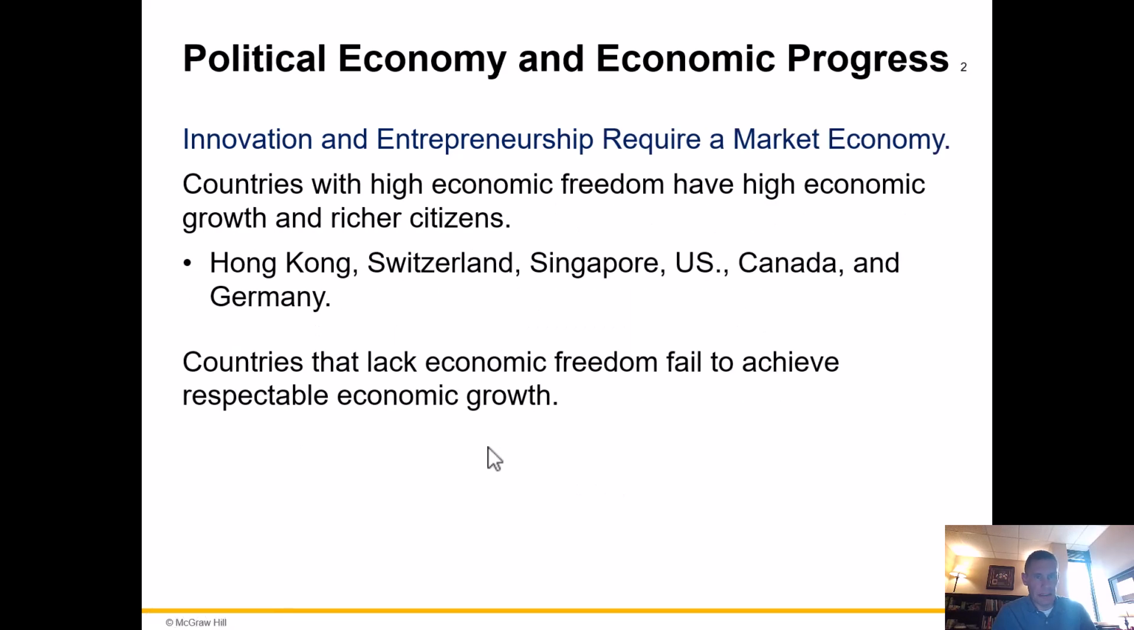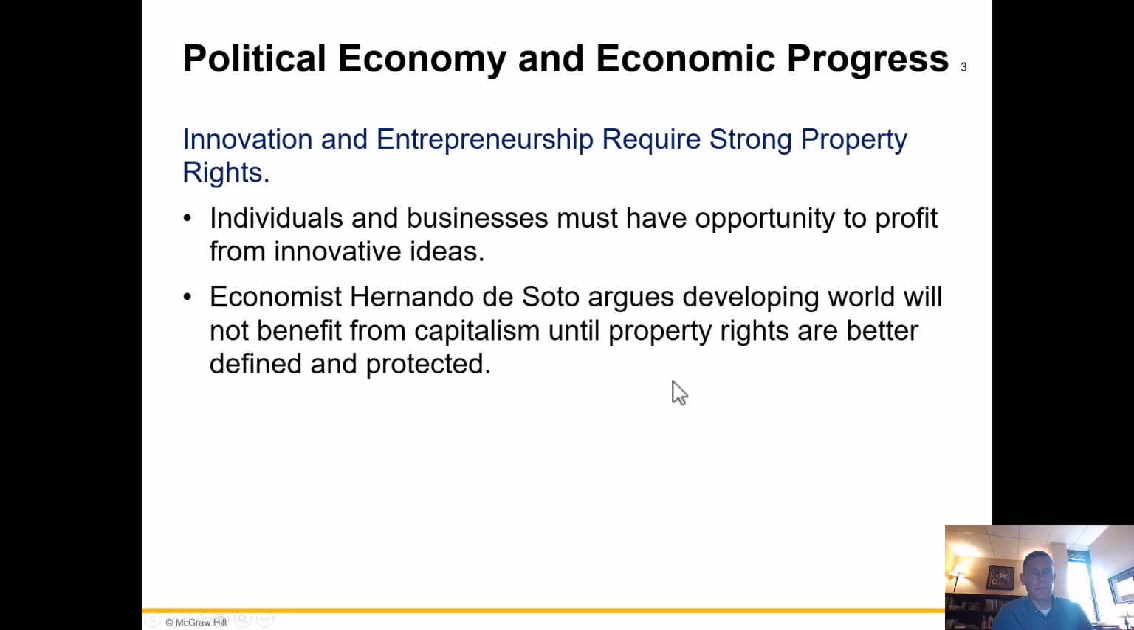Countries with high economic freedom have high economic growth and richer citizens. So we can think about Hong Kong, Switzerland, Singapore, US, Canada, and Germany. Countries that lack economic freedom generally fail to achieve respectable economic growth. Individuals and businesses must have opportunity to profit from innovative ideas. The economist Hernando de Soto argues the developing world will not benefit from capitalism until property rights are better defined and indeed protected.